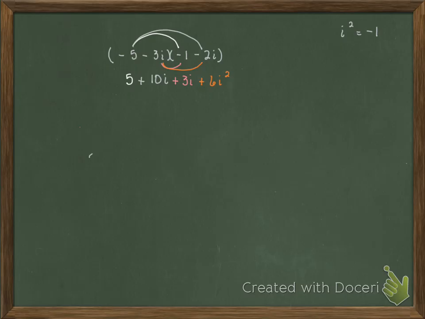Okay, so we'll go back to the beginning. We'll combine like terms and at the same time deal with the i squared. Okay, so we've got 5 plus 13i minus 6. Remember, i squared is negative 1. So we have a positive 6 times negative 1 is a minus 6. So 5 minus 6 is negative 1 plus 13i. Very basic, very simple. Just remember, your i squared is equal to negative 1.